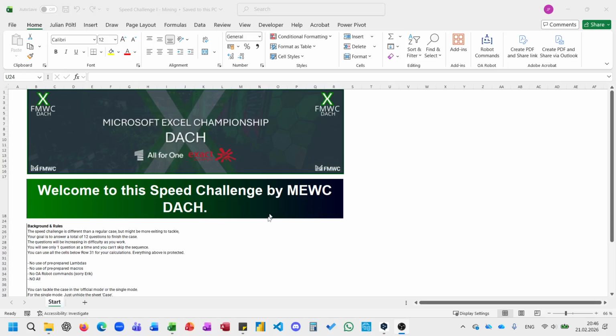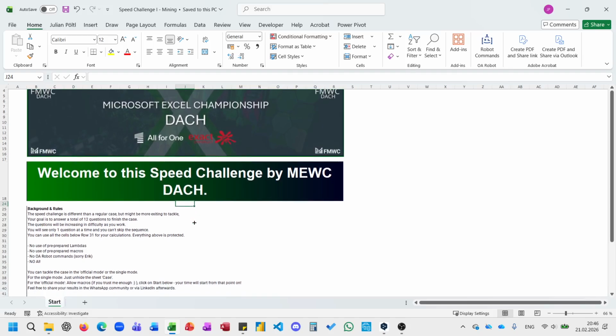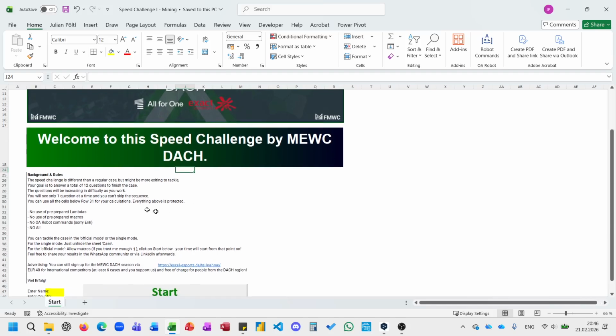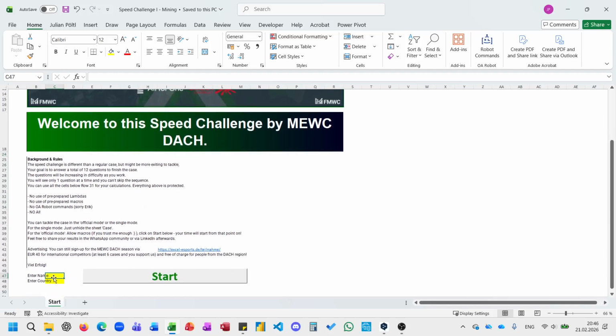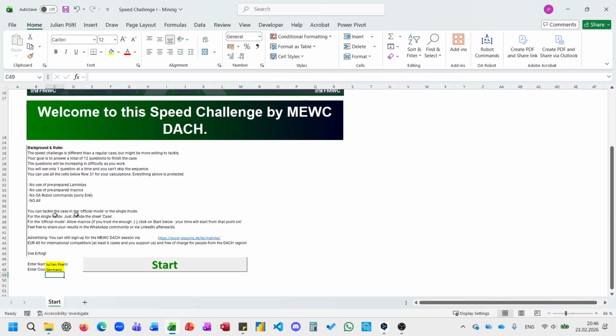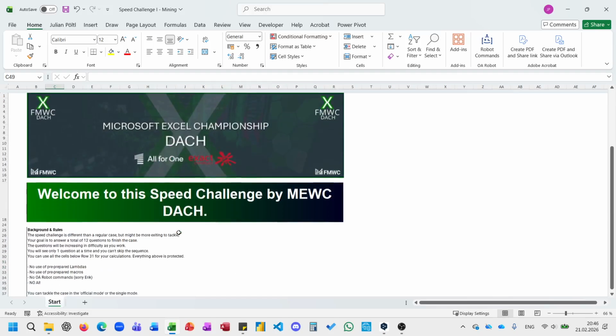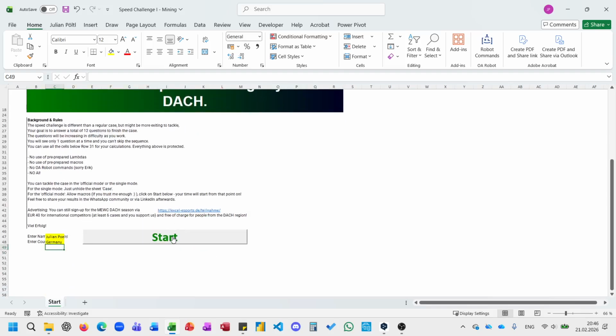This time, a speed challenge from the MEWC DACH. It's a speed challenge I wrote, so I know what's coming up. The goals are no lambdas and so on. So it's pure ninja style speed battle. And yeah, macros are also not allowed, but if you use the macros in the file, your time and your answers will be tracked and you get a result at the end. So I encourage you to use this.